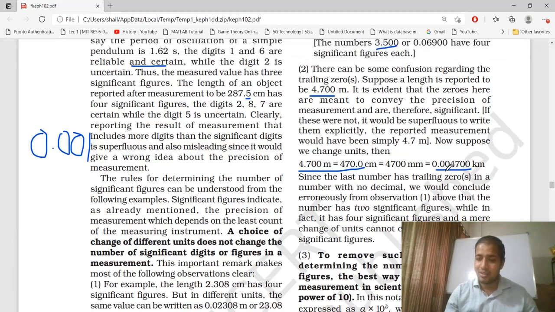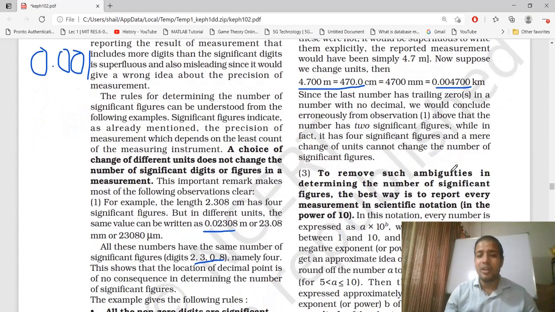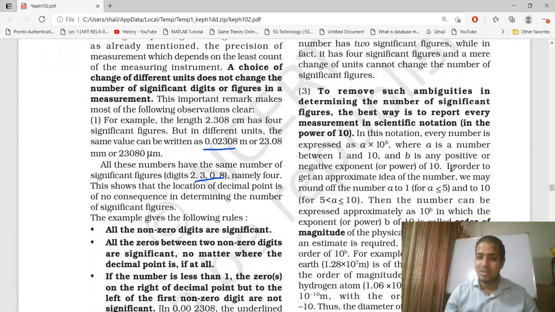If that has that capacity, we cannot ignore that zero. It always depends on the measuring instrument that we are using, and the range of errors that are involved with that measuring instrument. To remove such ambiguities in determining the number of significant figures, the best way is to report every measurement in scientific notation, in the power of 10.